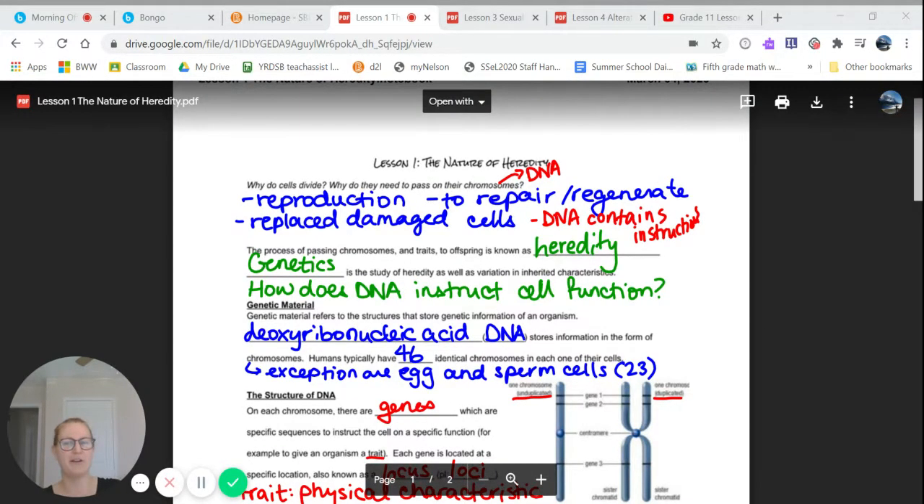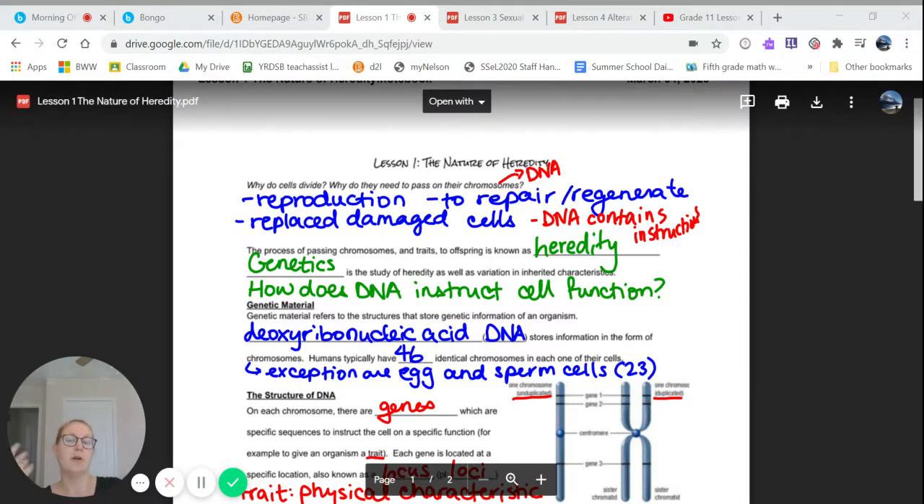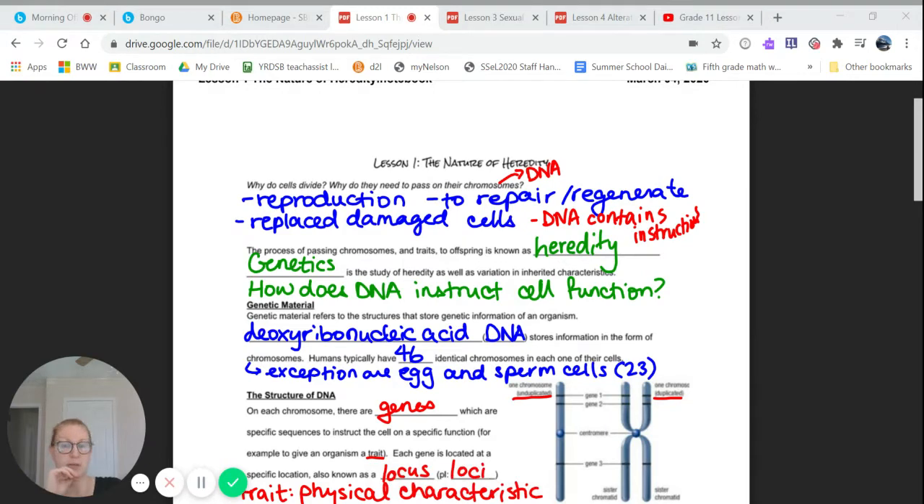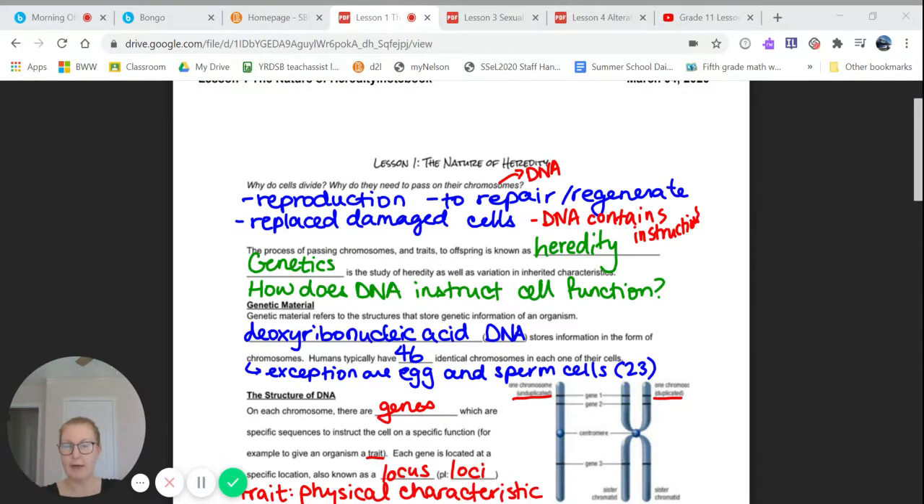So I wanted to start off with this question, and hopefully you were able to think about this a little bit, even in grade 10 science. Why do cells divide? There's a few different reasons. One is for reproduction. One is to repair or regenerate. So if you have a damaged tissue, you want to replace it. Sometimes you need to do it for growth as well. If the organism needs to grow, the cell doesn't just get super large, it just starts to divide.